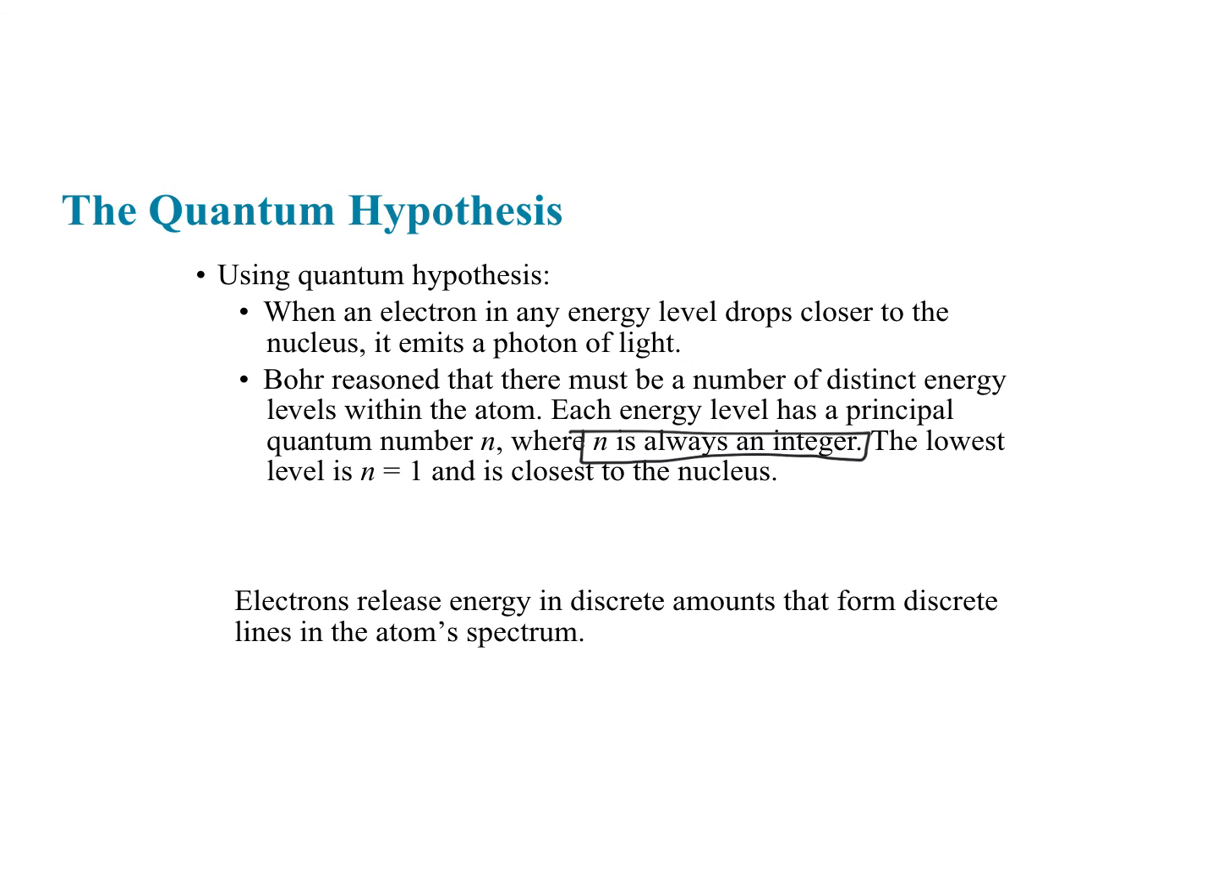2, 17, 4, 3, but not 3.14, not 6.82. It has to be a whole number, an integer. And the lowest energy level corresponds to n equal to 1. That's its quantum number. And that's the energy level where the electron is closest to the nucleus. It's not allowed to get any closer to the nucleus than that.